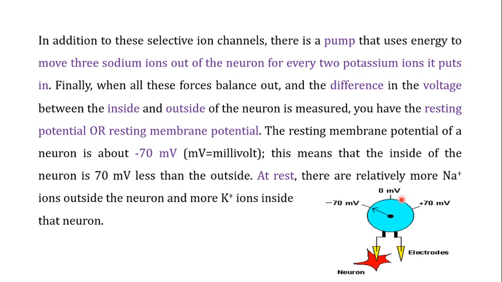If this is a neuron at rest, and if you use these electrodes to measure the potential of the membrane, you will see that the resting membrane potential, or the interior of the neuron, will be minus 70 millivolt.